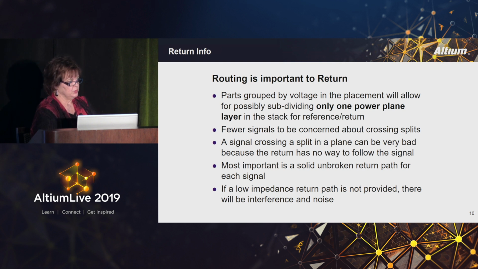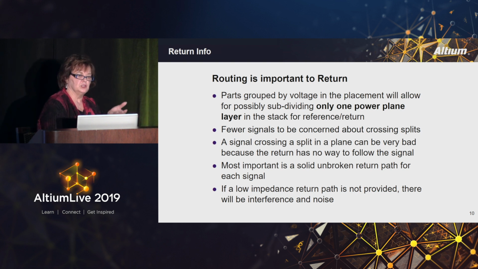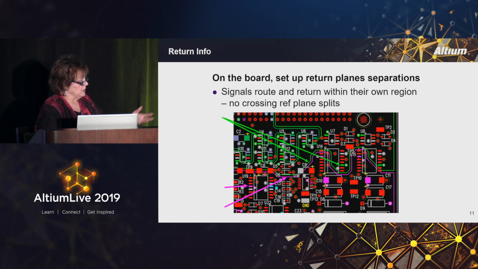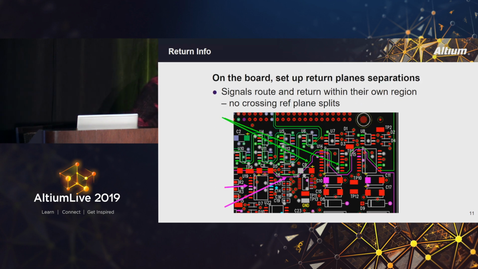Parts should be grouped by voltage when you're placing the parts on the board, because if you group them by voltage, then you can make subdivided return planes on the power layer, and you only have to worry about the picture I'm going to show you next, which is that you route within the region anything that happens to be returning within the region.